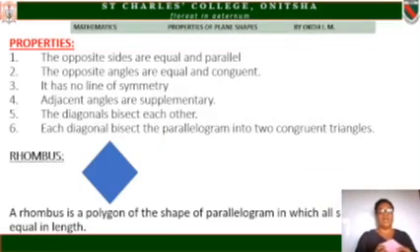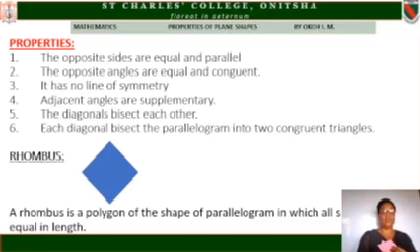Look at its properties. The first one is that the opposite sides are equal and parallel, just like I've explained. Then 2, the opposite angles are equal and congruent. This angle here is equal to this, and this angle here is equal to this. Number 3, it has no line of symmetry. Number 4, adjacent angles are supplementary. This is the adjacent angle. They are supplementary angles. Number 5, the diagonals bisect each other. Then number 6, each diagonal divides the parallelogram into 2 congruent triangles.